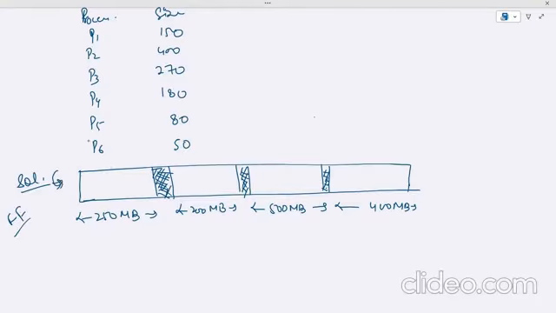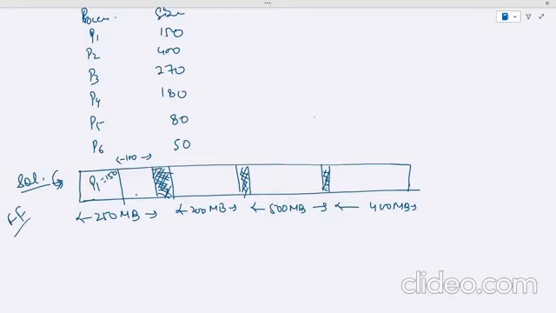Now P1 needs 150 MB of space and we have 200 MB, so definitely P1 occupies this, and the space left is 100 MB, because P1 occupied 150. Now the P2 process. Start from the starting. Here 100 MB of space is left. Can P2 get this space? The answer is no. P2 needs 400 MB, and we have only 100.